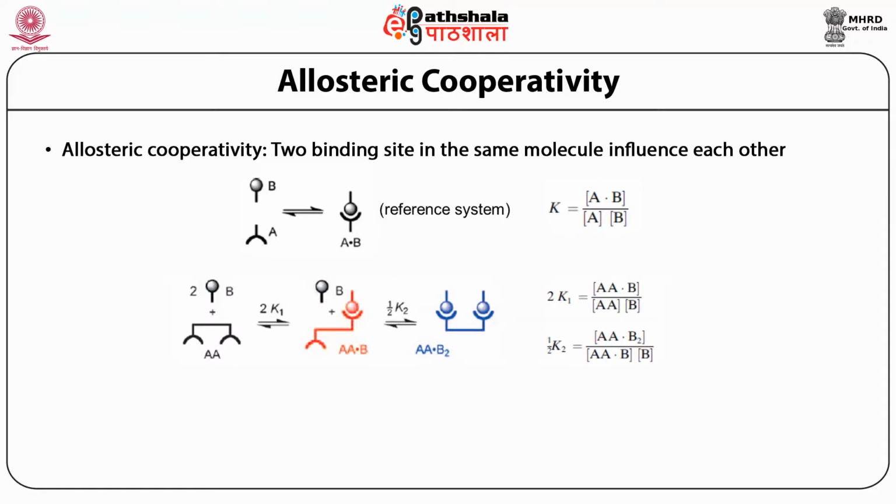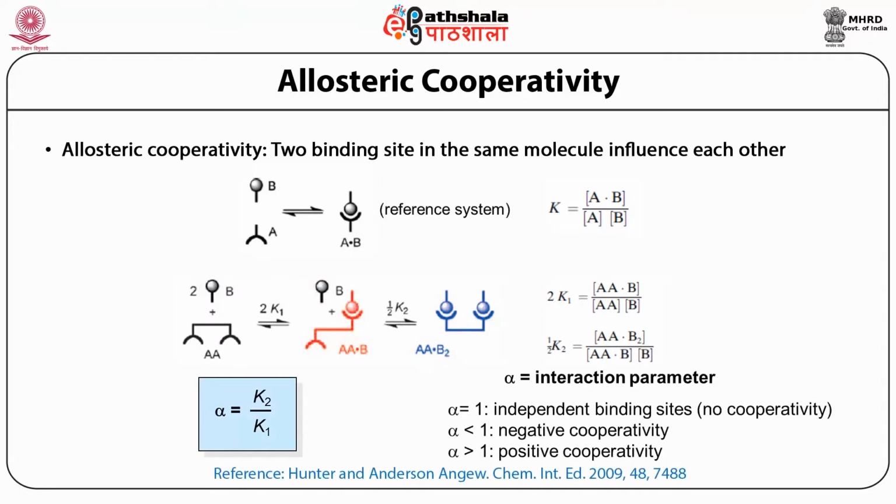And then in the next step, the other B molecule binds to the other binding site, and it forms this blue final product, which is the completely bound state, with an association constant of half K2. Again, half is the degeneracy factor, and the corresponding association constant can be given in the given equation. Now, if we take the ratio of K2 divided by K1, that is given by a parameter called alpha. This alpha is called the interaction parameter.